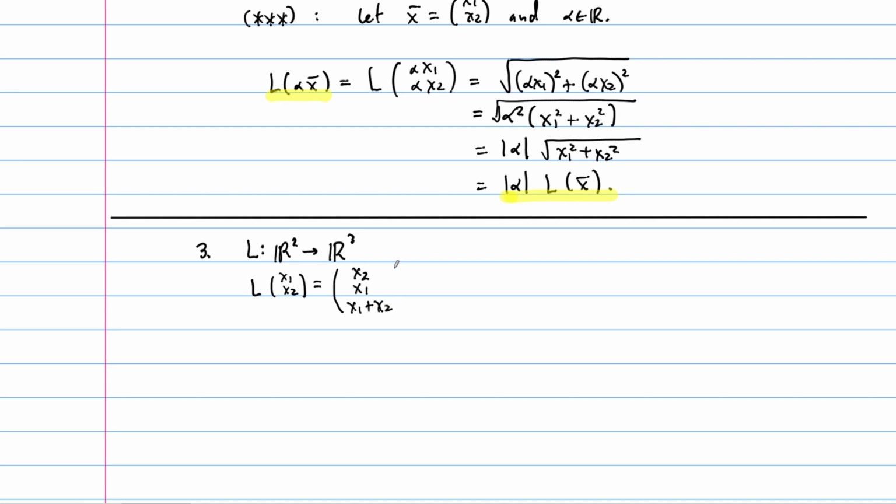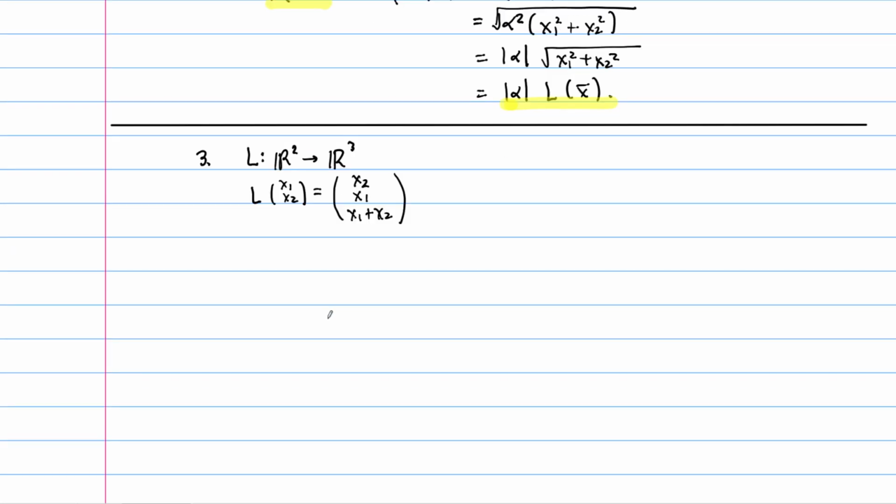So it switches the order of the first two components and then adds them together to make the third component. So our domain space is a vector in R2. The codomain gives us the output, a vector in R3. All right, so let's take a look at this one. Same deal. We want to check the two properties, right?